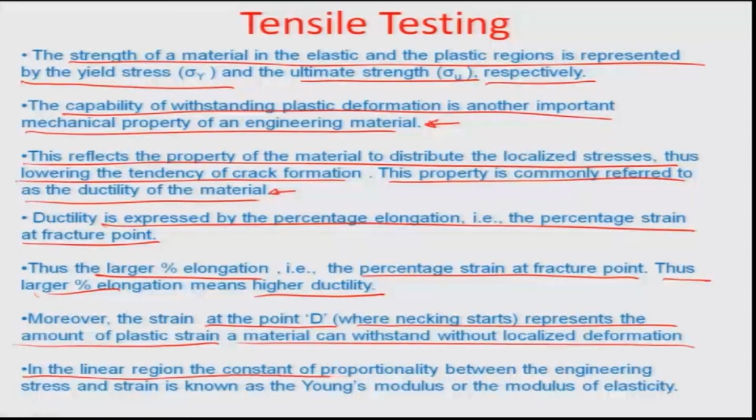And further, in the linear region, the constant of proportionality between the engineering stress and strain is known as Young's modulus or modulus of elasticity. So, therefore, this slope, that is stress per unit strain, is known as the modulus of elasticity of the material.